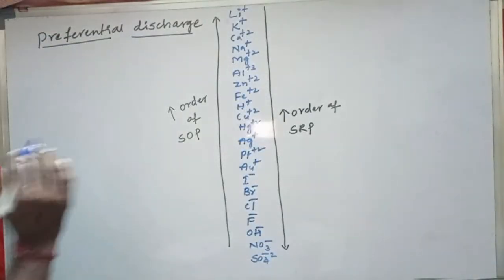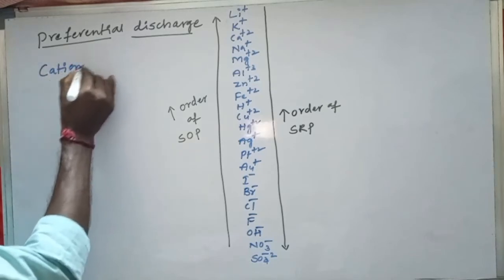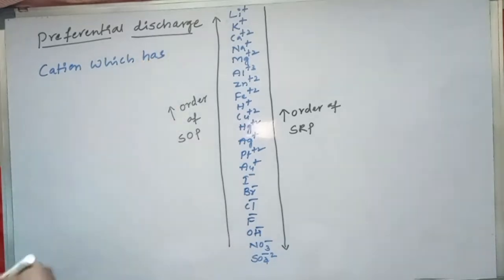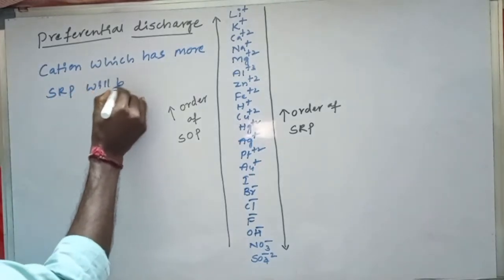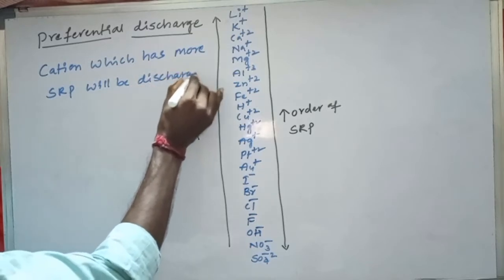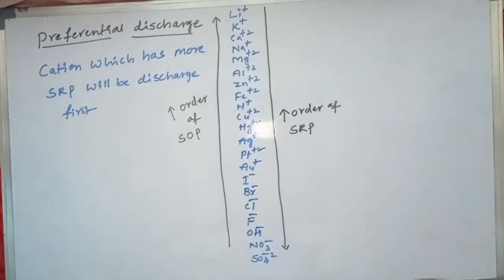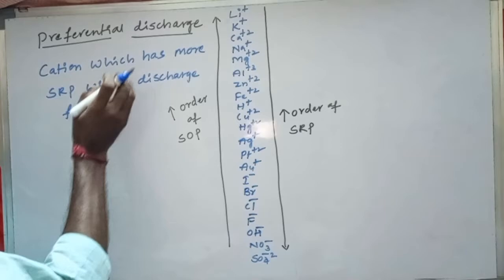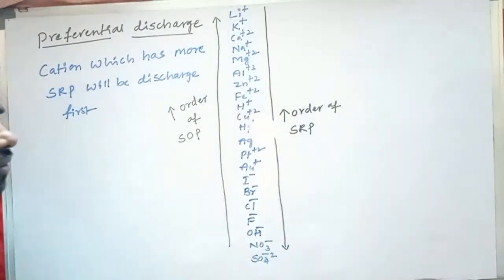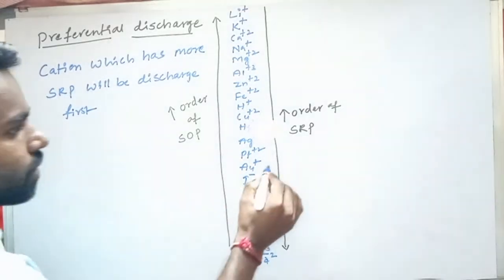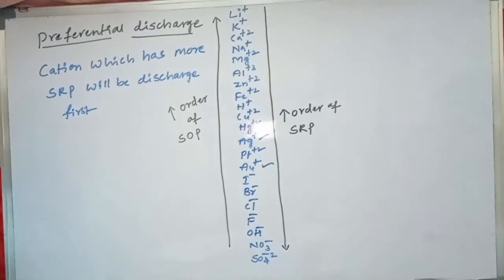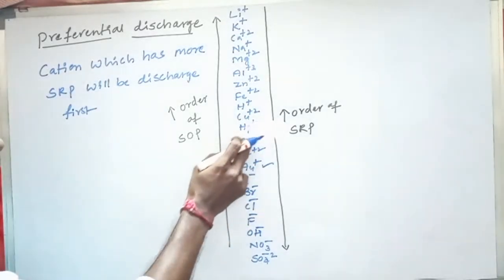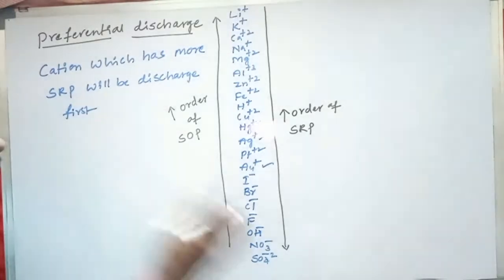For example, if two or more cations are present in the electrolytic cell, then the cation which has more standard reduction potential will be discharged first. Means the cation which has more standard reduction potential will be discharged first. For example, this is the increasing order of standard reduction potential. If silver and gold, these two cations, are present in the electrolytic cell, then which cation discharges first, which cation deposits on the cathode electrode?